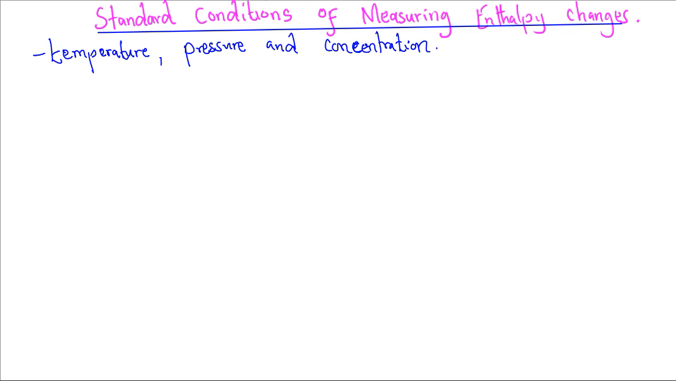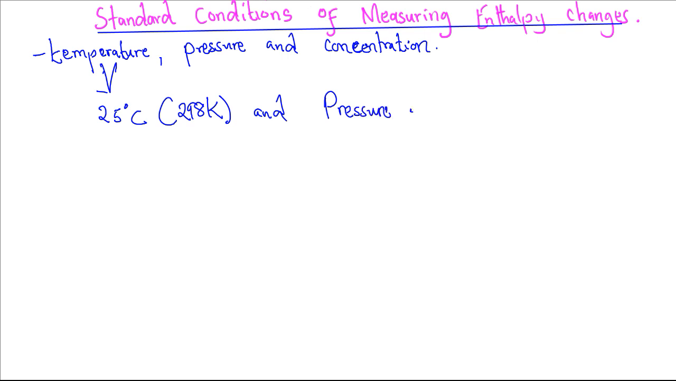One condition is that the temperature is 25 degrees Celsius, that is 298 Kelvin, and a pressure of 1 atmosphere, or 760 millimeter mercury. These two conditions are referred to as the standard conditions.